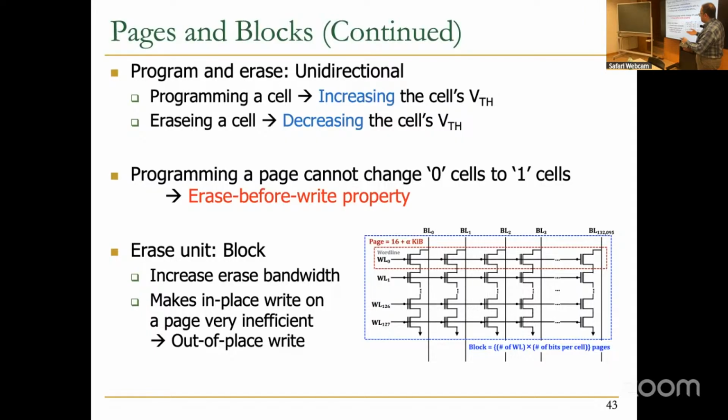Whenever I want to update, they make the old copy invalid, so that the copy I had for this logical address is not valid anymore. And they just write that logical address somewhere else. They need to update the logical-to-physical address mapping. We're going to see that, but that's out of place. And the reason that we are doing out of place, right?